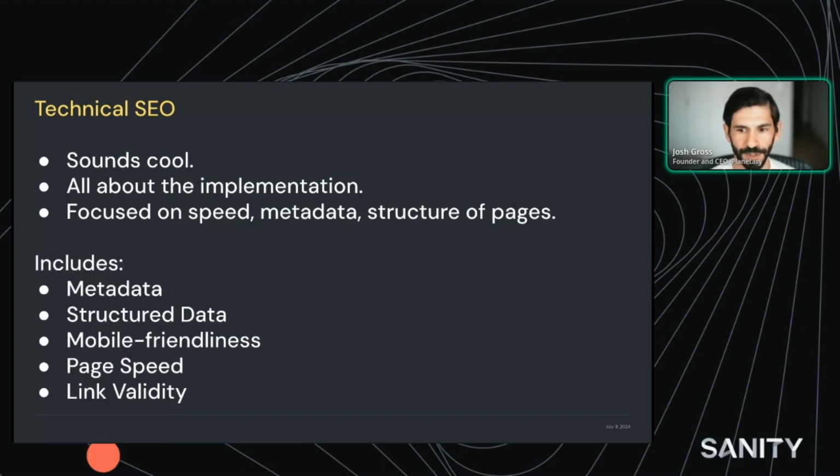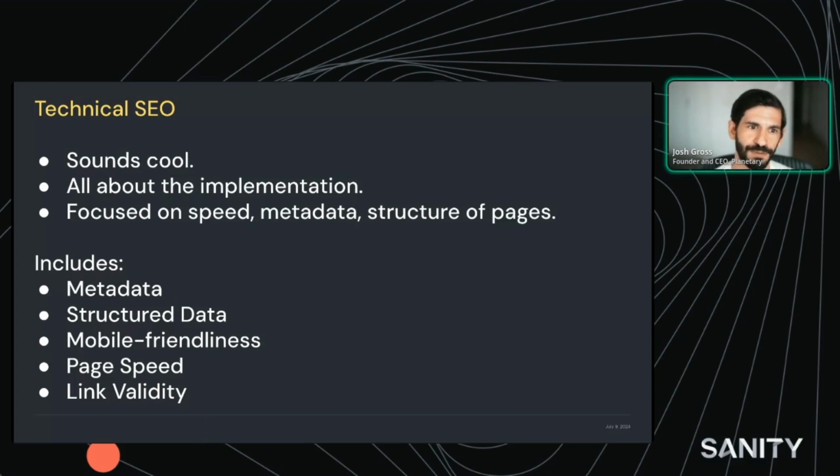What does that include? That includes the metadata, the title, the description, like I said, the open graph tags, alt tags on images, structured data, so JSON LD schemas, if you're not familiar with those, it's a JSON formatted way of describing a section of a document. Mobile friendliness, also more commonly known as responsiveness.